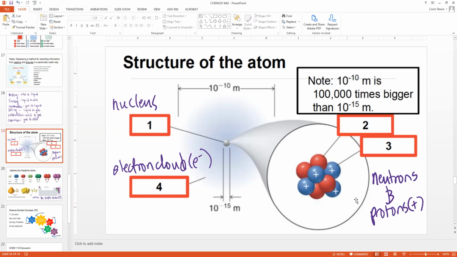Inside of our nucleus, we have neutrons and protons. Notice that the neutrons have no charge, whereas the protons have charge. And then here you can kind of see the gray, but this is an electron cloud. And electrons are really tiny relative to the size of the nucleus.